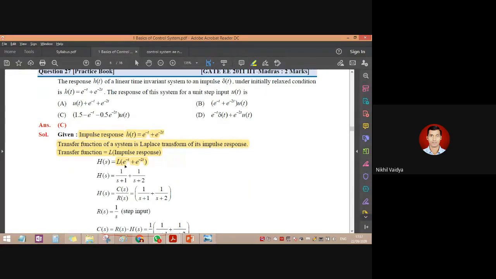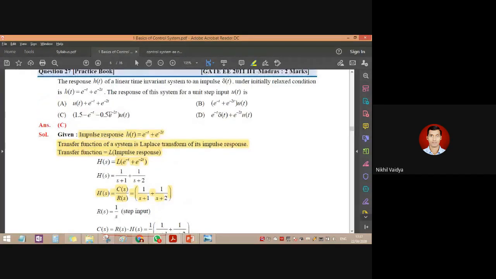If there would have been e raised to t, so in the denominator we would have got s minus 1. If here it would have been e raised to 2t, so here we would have got s minus 2. Okay, so this is H of s. So here we are getting the transfer function. So this is the transfer function, C of s upon R of s is equal to 1 upon s plus 1 plus 1 upon s plus 2. Okay, so that we know.